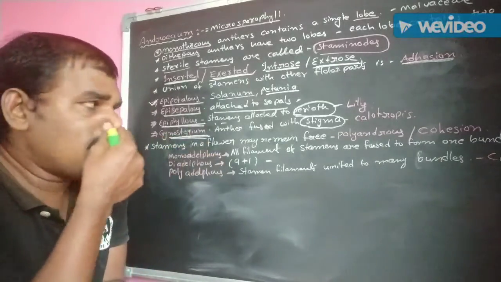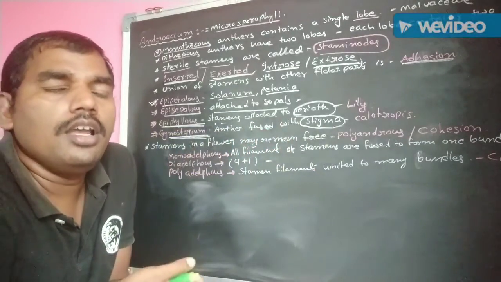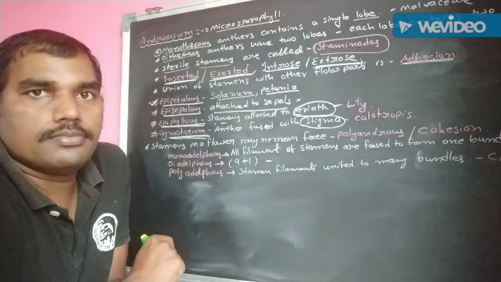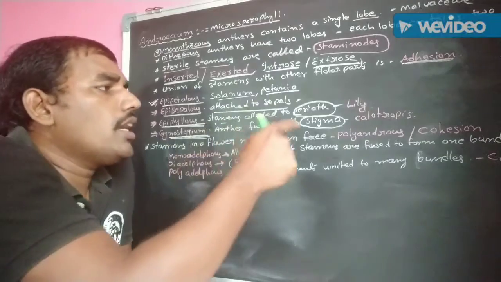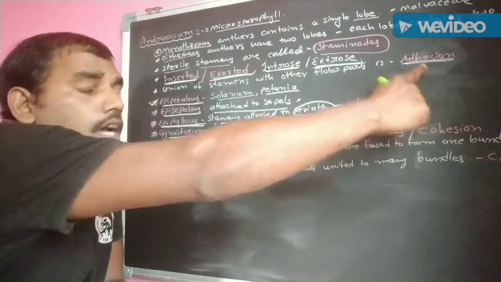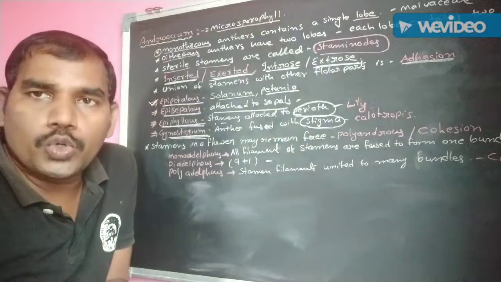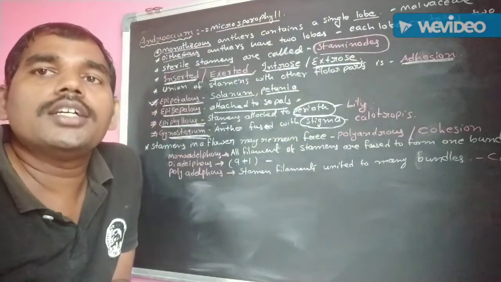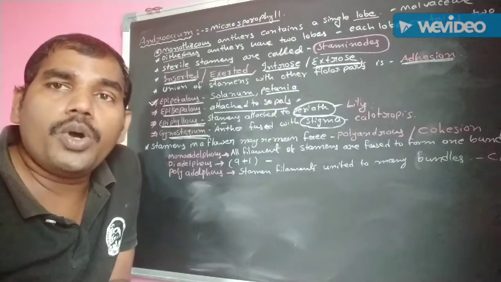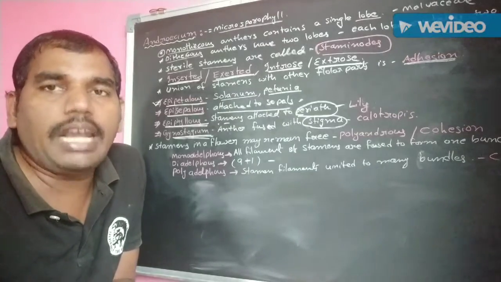Gynostegium. This means anthers are fused with stigma. Anthers fused with stigma is known as gynostegium. This type of adhesion is especially found in Calotropis gigantea, commonly called Jilledu. And this shows one of the specialized pollination mechanisms, that one is the clip mechanism.